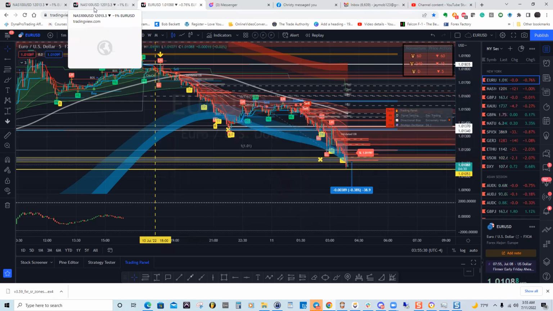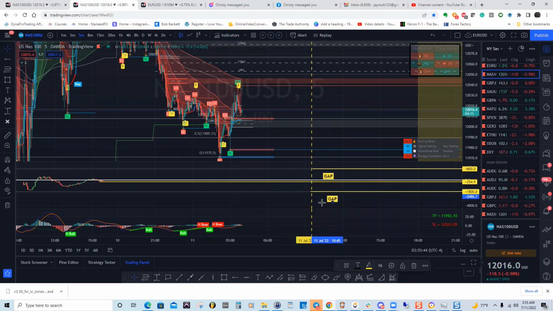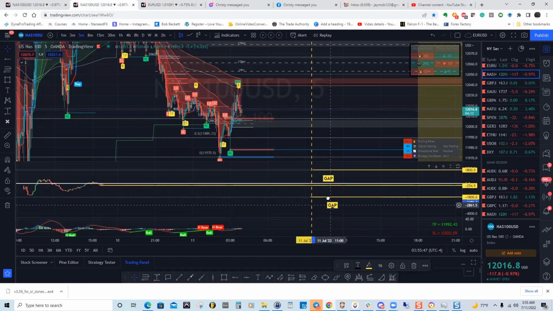Keep an eye on it though. Well, this is what I'm looking for right here. Because this is a gap right here, and this is the gap. These are the possible gaps. It's got a gap up or gap down, right? These are possible gaps you got here, this and this. So it depends on where it starts off.